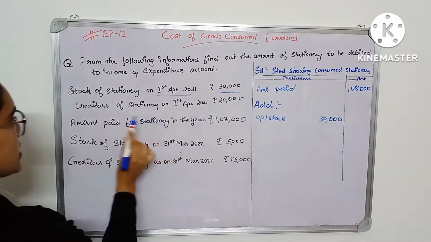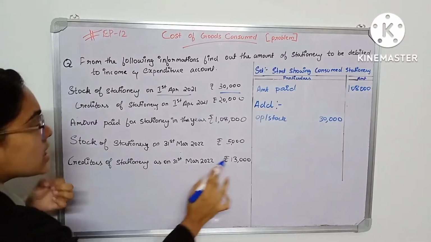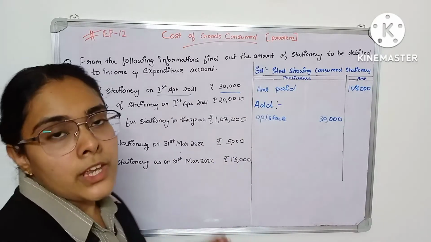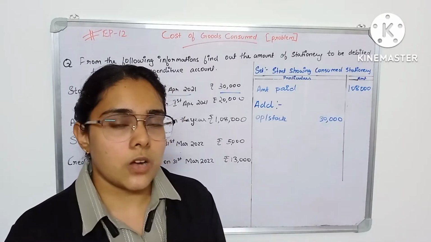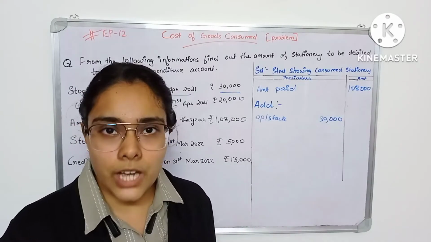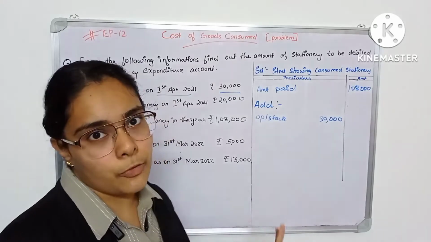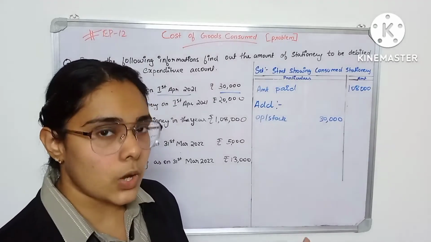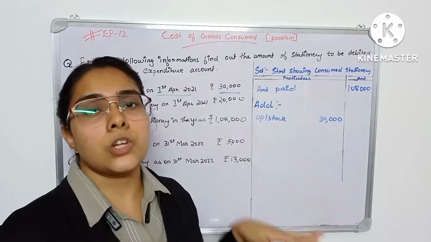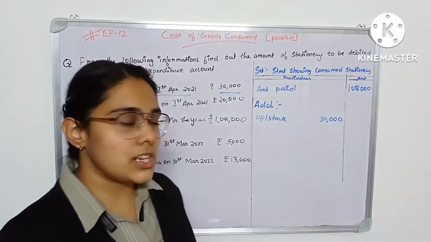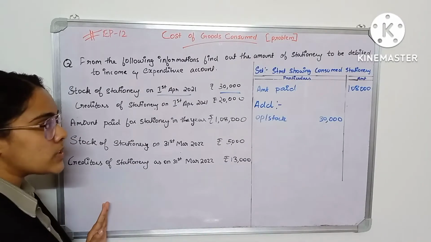You have creditors here. Creditors opening amount is 20,000 and creditors closing is 13,000, right? So here you have to consider like opening outstanding and closing outstanding. You subtract the opening outstanding and you add the closing outstanding, right? That same method you have to follow here in the case of creditors. Opening outstanding relates to the previous year, whereas closing outstanding relates to the current year. So in that case you will add the closing outstanding.